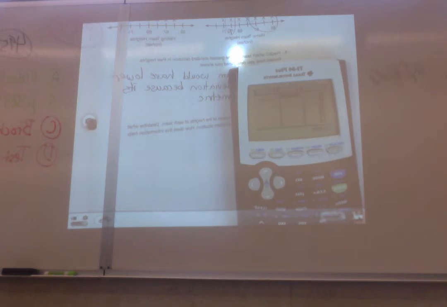And guess what? We can actually do them both at the same time, side by side here. I'm going to do list 2 also, just to make sure. 66. Another 67. 2 69s. 71 and 72. Okay, so stat, calc, 1 variable statistics.